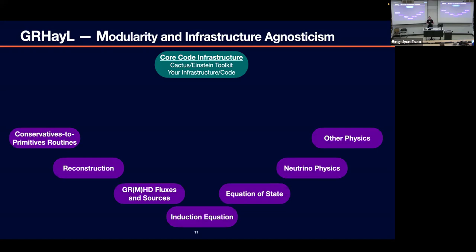So GRHayL as a library, you basically have our little gems, and our gems contain things that are typical in GRMHD. You have something to compute the induction equations, a gem to compute fluxes and sources of the GRMHD equations, and others that are just for the equation of state, and others that are just for neutrino physics or radiation. And then we can have stuff for other physics as well. So we still have room for expanding GRHayL.